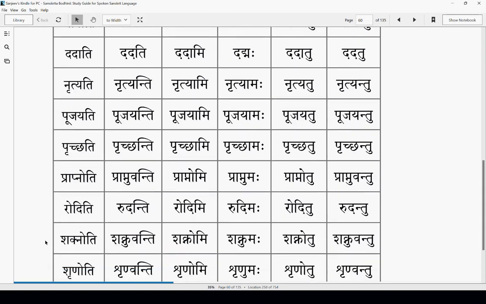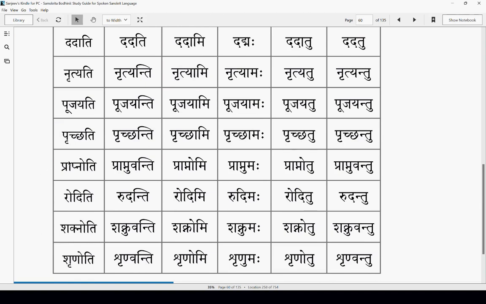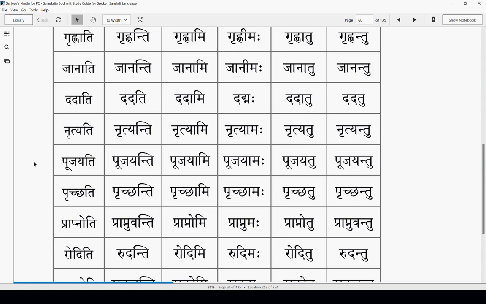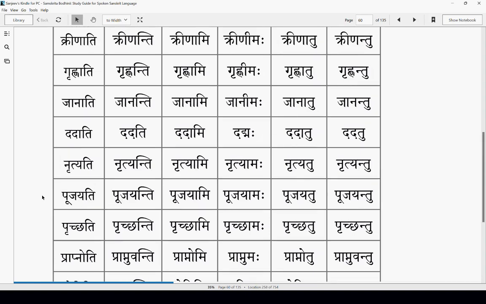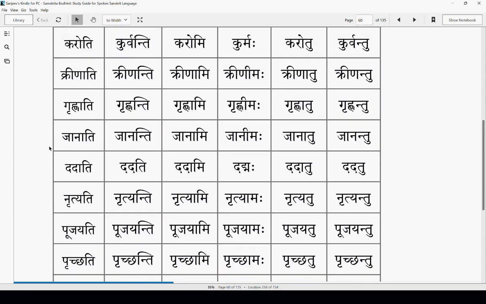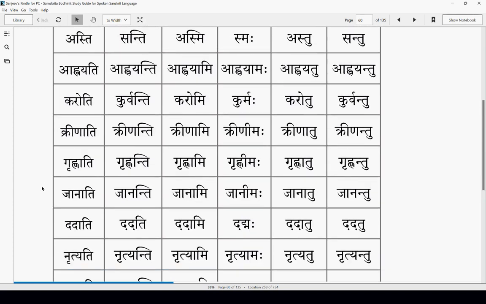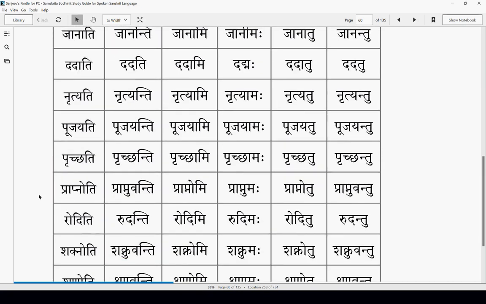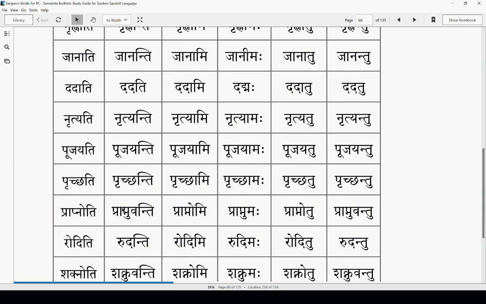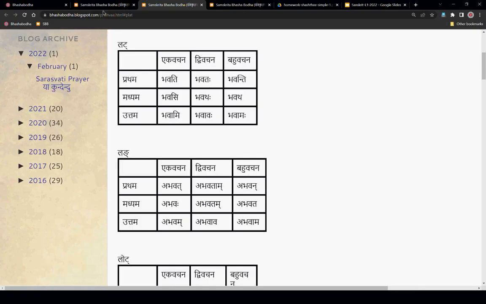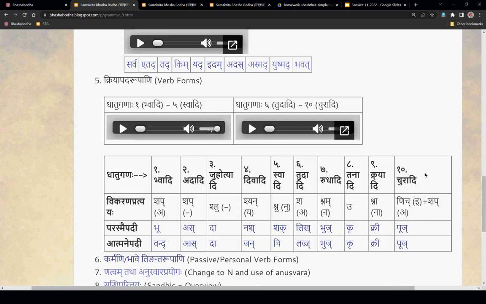For example, here we have prapnoti, shaknoti, these look similar, right? And similarly pujayati, chalayati, marjayati, they look similar. Then these others like janati, grihnati, they look similar. Karoti looks different. Asti and Roditi are not like anybody else. They are totally different. So based on this, Vyakarana has identified some groups, which is convenient for us to study later. These are the 10 groups, called Dhatu Gana.